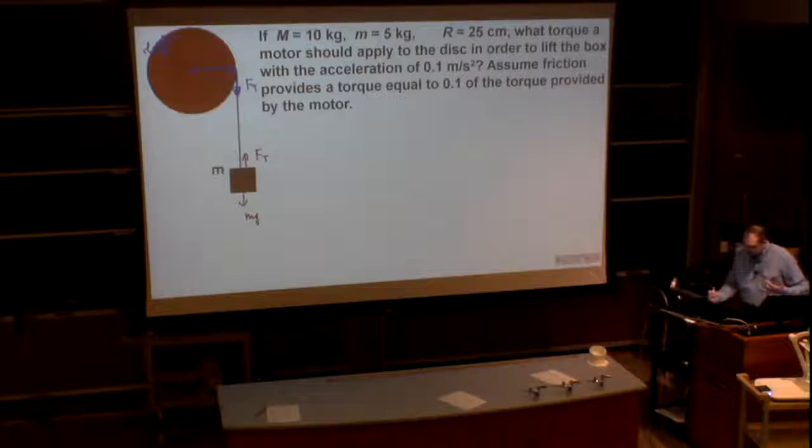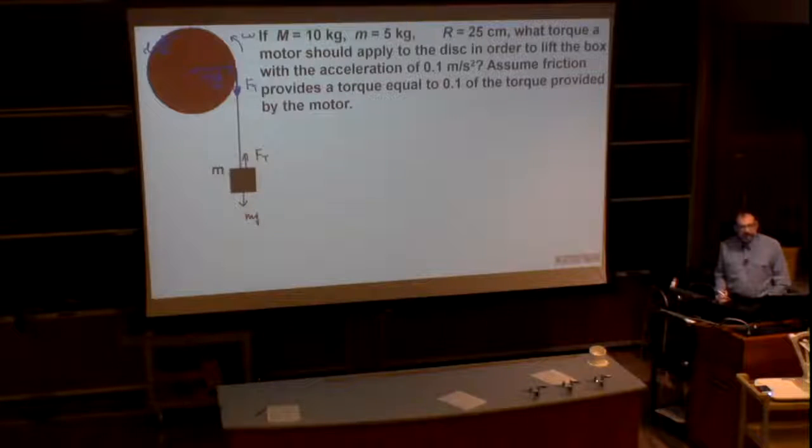And because the wheel spins counterclockwise, the friction provides torque which is opposite to the motion, which means clockwise friction. That's it. That's the diagram analysis, force and torque analysis. What's the next step? Equations.